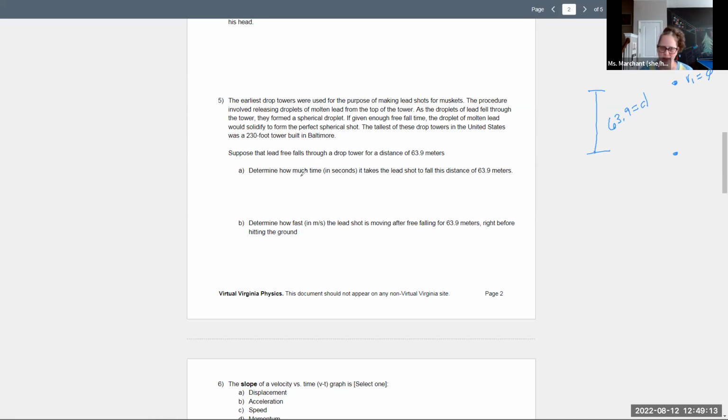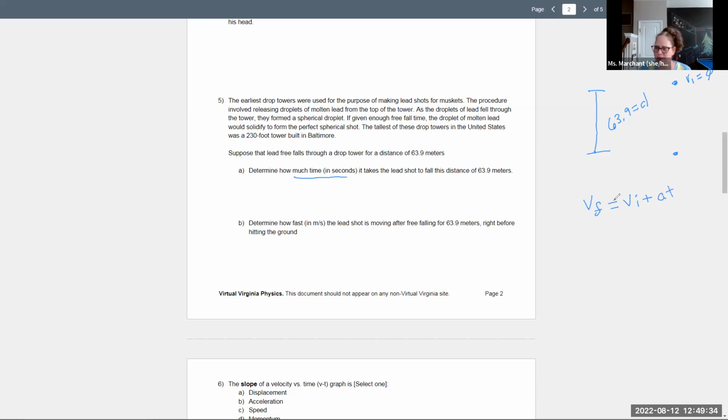Okay. So determine how much time in seconds it takes for the shot to fall 6.39. So I look at my first formula, velocity final equals velocity initial plus AT.